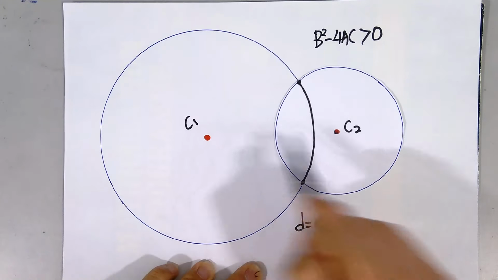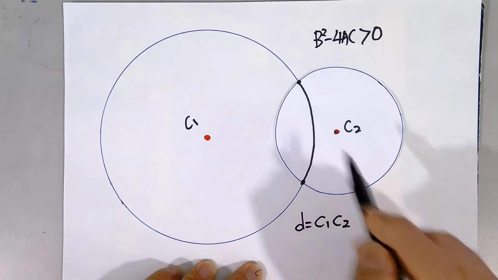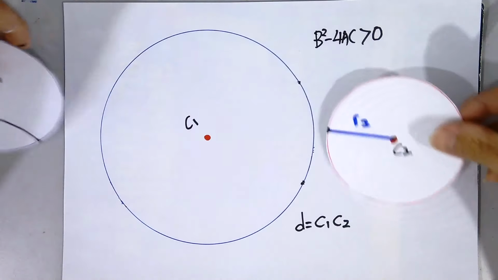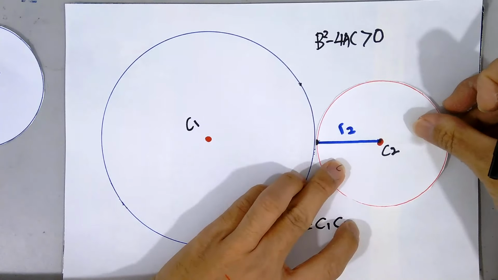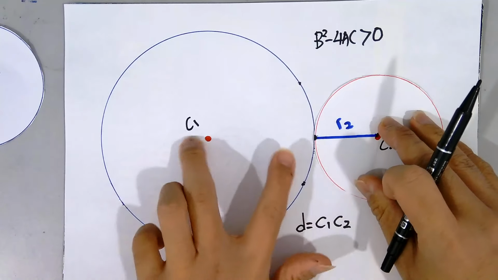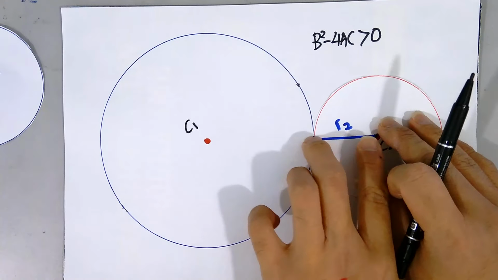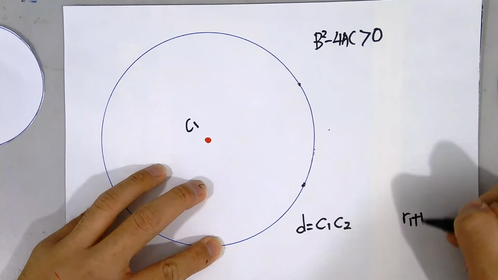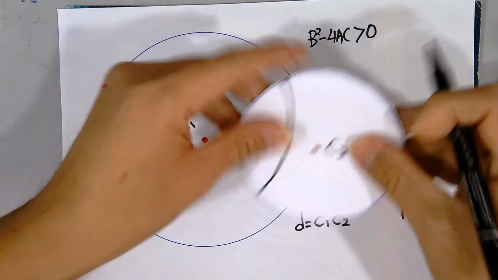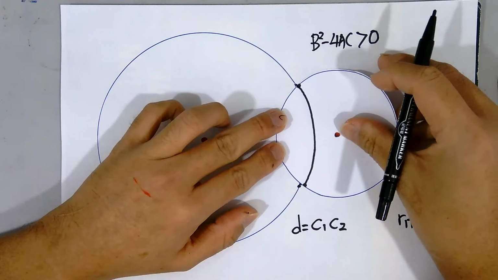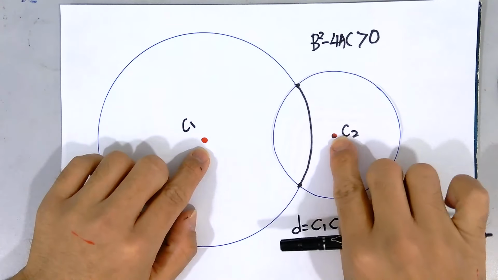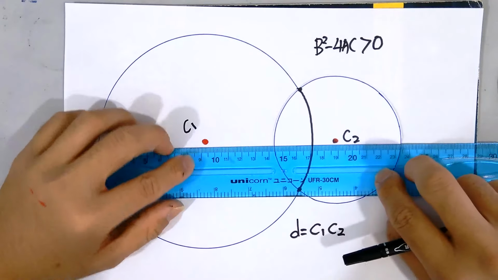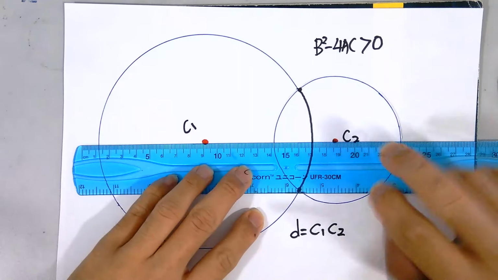So we look at these two. How do we describe this with the radii here? See carefully. If I take radius 1 plus radius 2, radius 1 plus radius 2 is bigger. So R1 plus R2 is bigger than the distance between the two centers here. Do you know why? Try to see. This is the distance between the two circles.